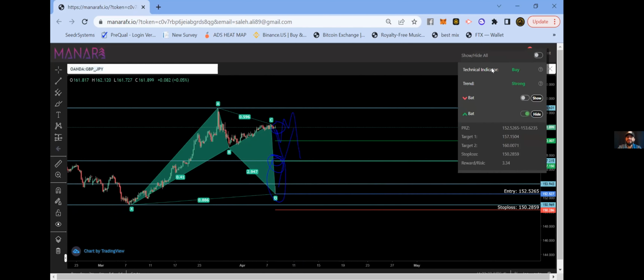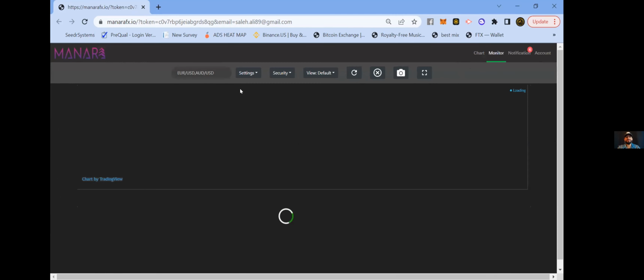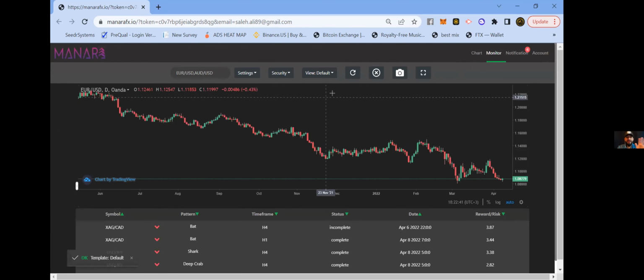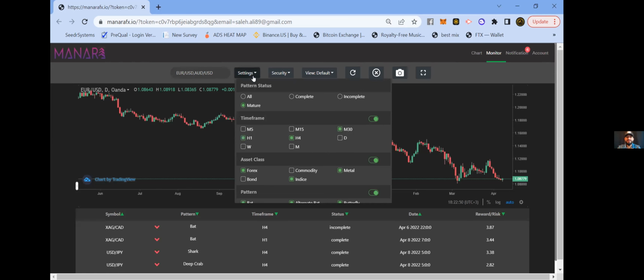Now, you come to the monitor section. This is my favorite section right here because you can set up specific settings in this section that allow you to maximize this tool and even give yourself more time. So you come to settings. I like looking at mature pairs because mature means that it's about to happen, okay? That means it's getting to that D area, okay? Then we're looking at the 30-minute, 1 hour, 4 hour, daily timeframes.